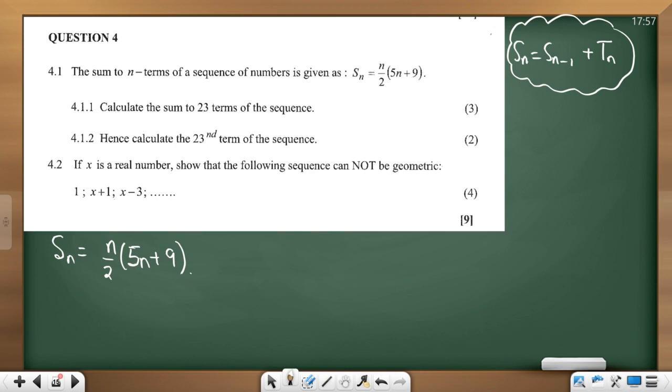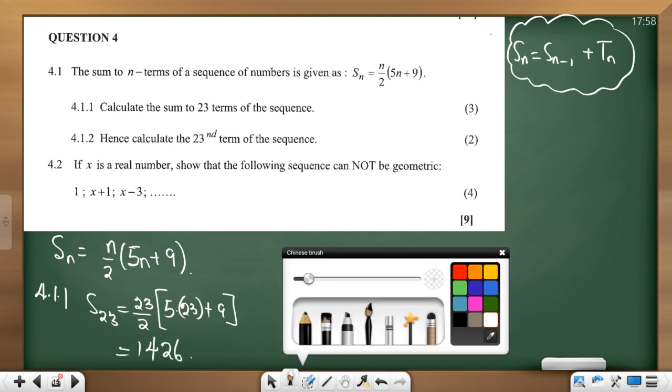Calculate the sum of 4.1.1. Calculate the sum. Don't forget it is the sum. So basically it is S23. And we just throw that in. You want to give me an answer for that? Give me an answer quickly. I like this revision. It's just beautiful. I want an answer. Okay, thank you. 1426. Beautiful. All right, that's so easy. You get your 3 marks there.